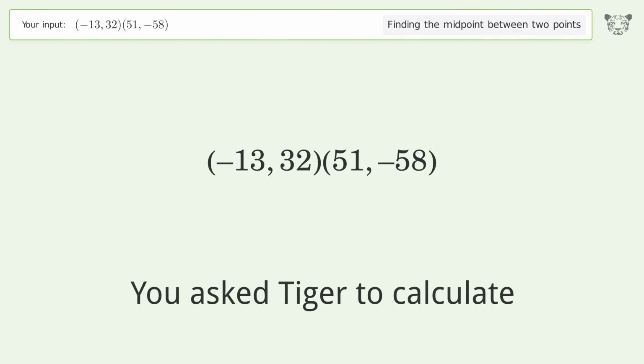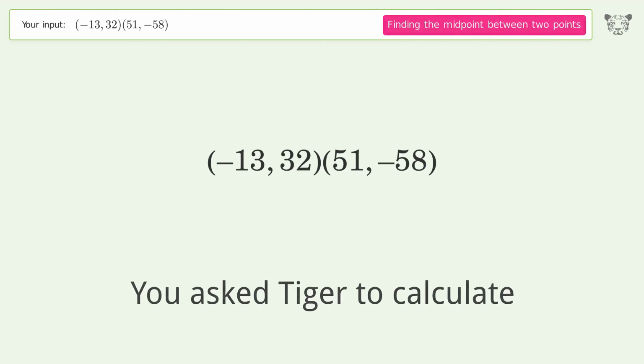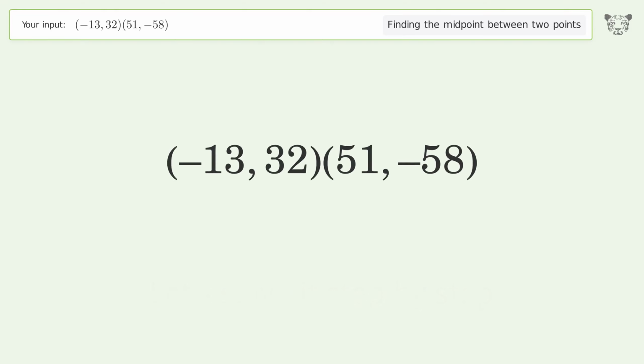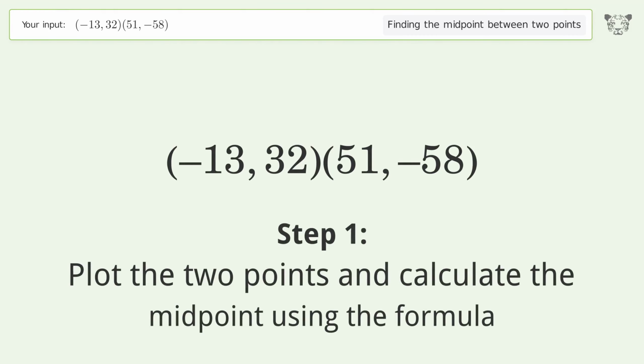You ask Tiger to calculate. This deals with finding the midpoint between 2 points. The midpoint between the 2 points is 19, -13. Let's solve it step by step. Plot the 2 points and calculate the midpoint using the formula.